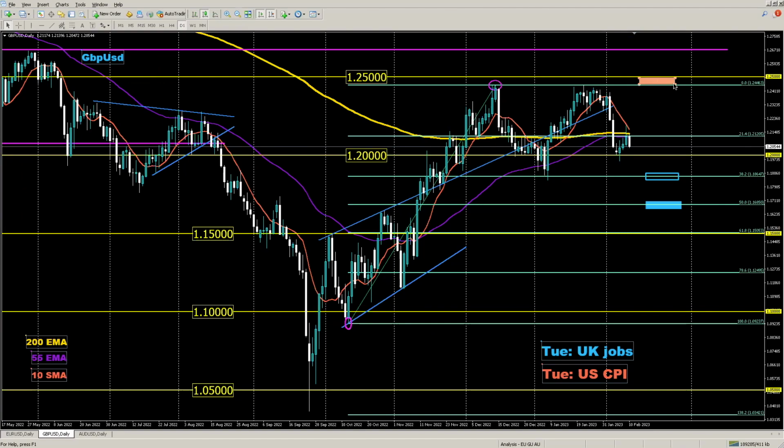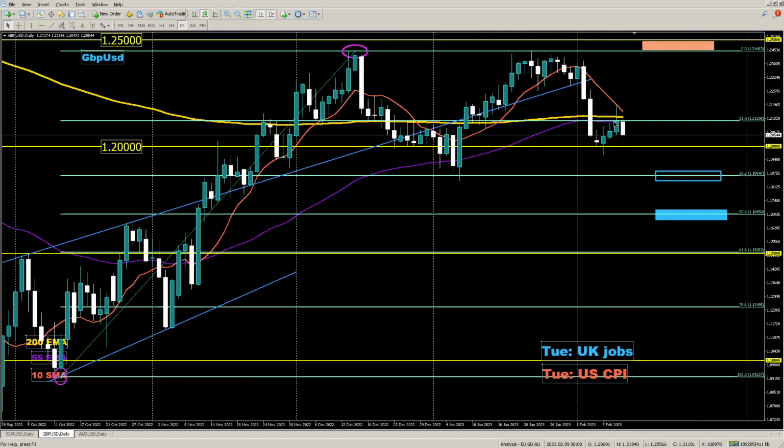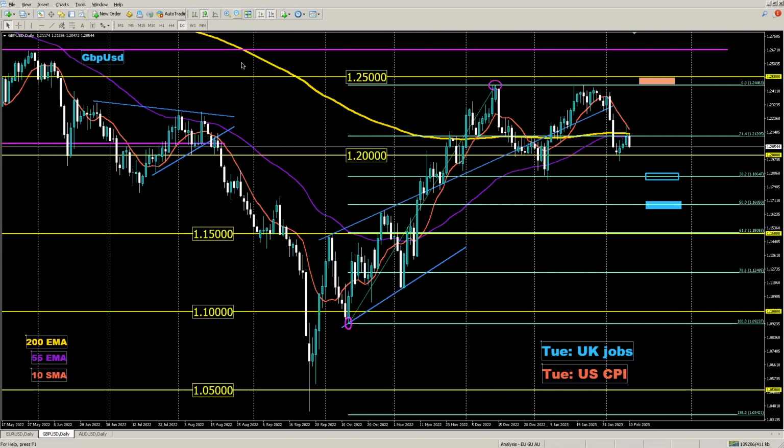Major resistance is still the same zone above the 162 Fib extension and the 125. But for now, it's unable to break back higher above the daily 55 and the daily 200 EMA. So that's a dynamic resistance that's blocking it. And this week, there's a jobs report from the UK, as well as later on the impact from the US CPI figure, which will create more volatility.